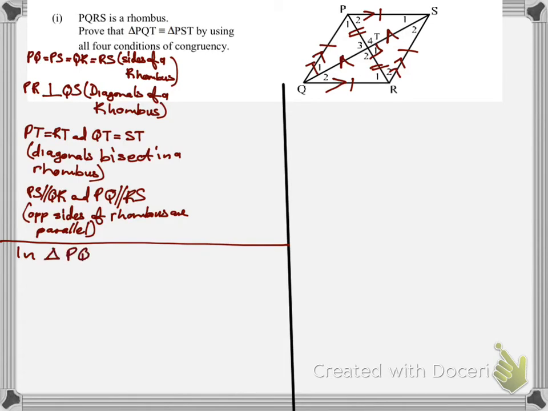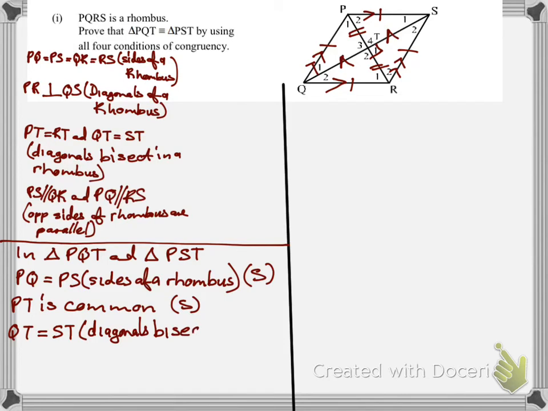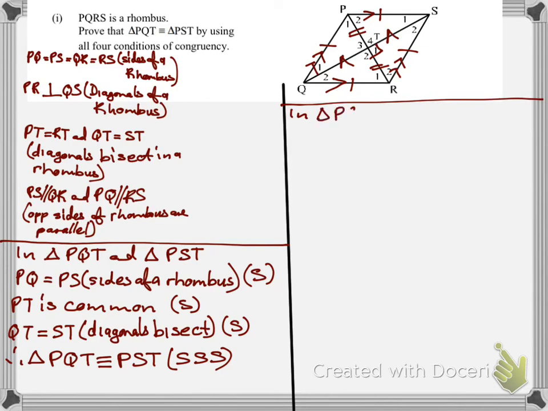So I'm going to say in triangle PQT and triangle PST, PQ is equals to PS. Why? Because sides of a rhombus are equal. So I write sides of a rhombus, side. And then PT is common because it's common to both triangles. And then QT is equals to ST. Why? Because diagonals bisect each other. So QT is equals to ST. Now I can conclude that triangle PQT is congruent to triangle PST because of SSS. So you see I forgot to put a triangle there, so I must put it.